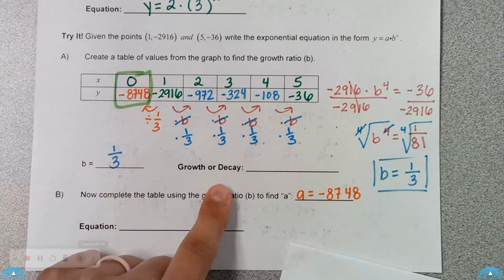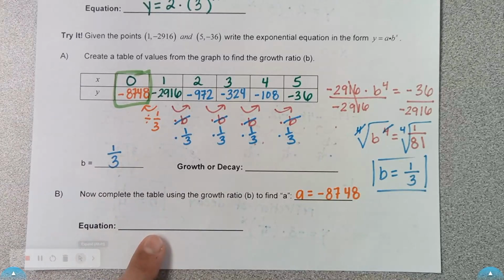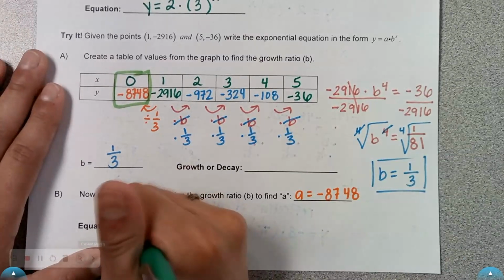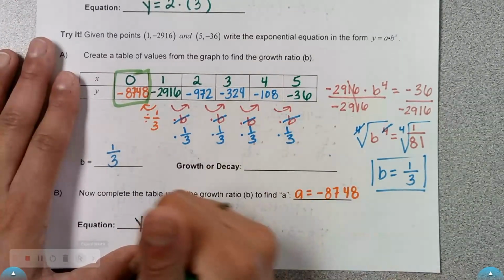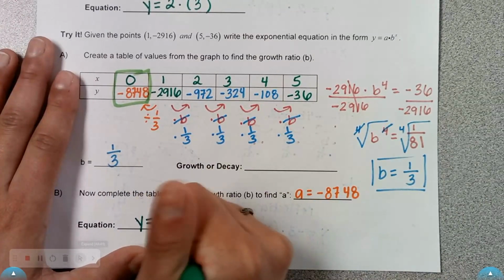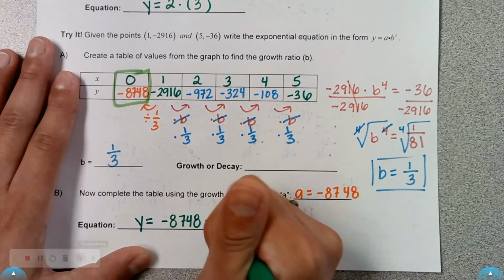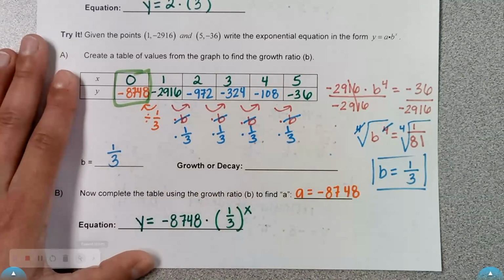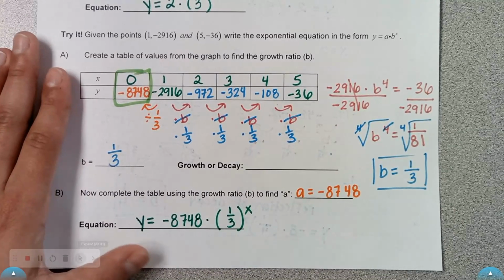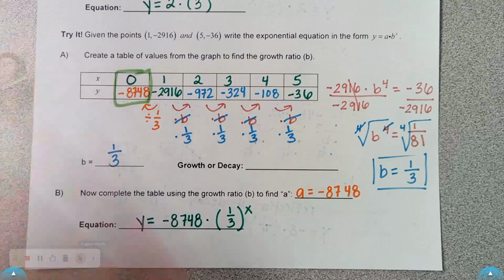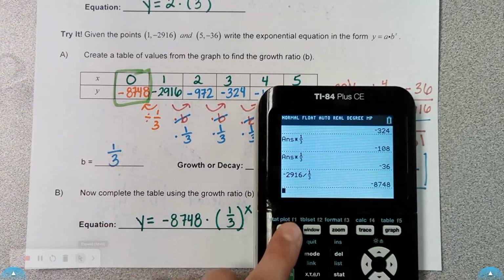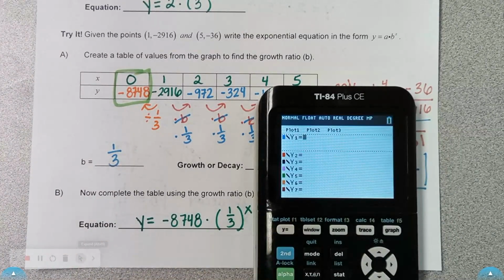I'll go back and answer the growth or decay, and I'm going to go and write my equation. So I have y equals, okay, my A, and I'm multiplying that by my B. And I'm going to type that in to see if it is growth or decay, or it could also be a reflection. So negative 8748, 1/3, graph it.